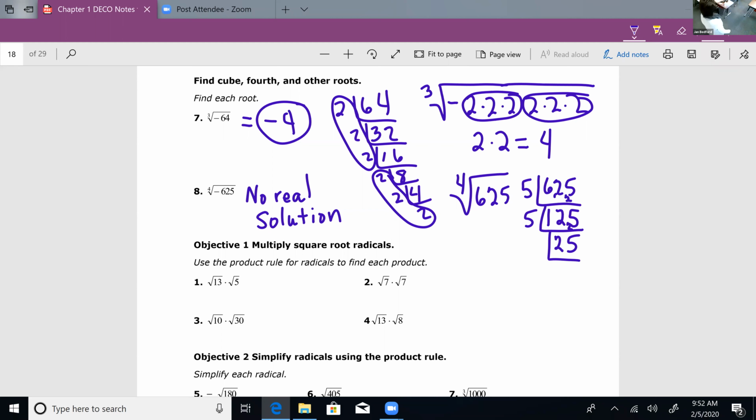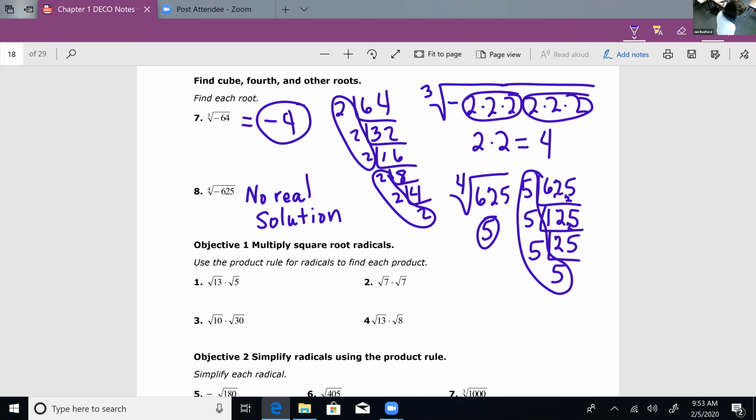Okay, I'm getting kind of excited now because I think this is going to work. What goes into 25 that's prime? 5 goes 5 times. Now, remember, what are we looking for to simplify? I need how many of a kind? 4 of a kind. Do I have 4 of a kind? I sure do. I've got 4 5s that multiply together to give me 625. So if I asked you what's the 4th root of 625, what would you tell me is the answer? Positive 5. That's right.